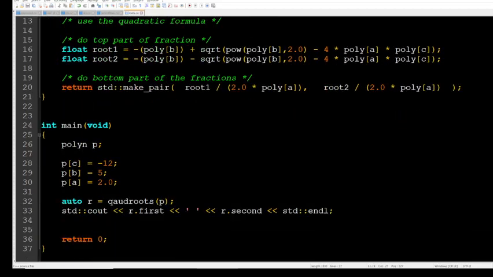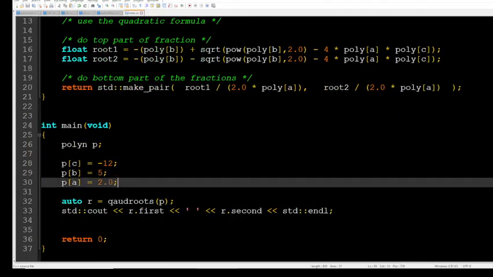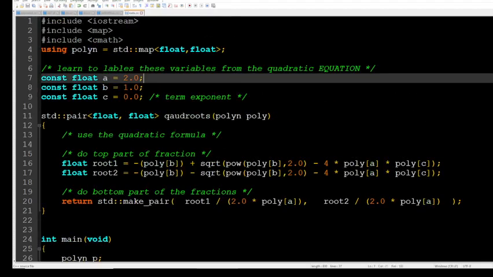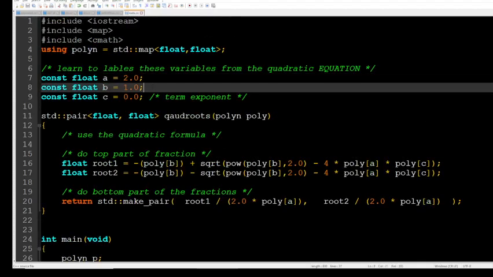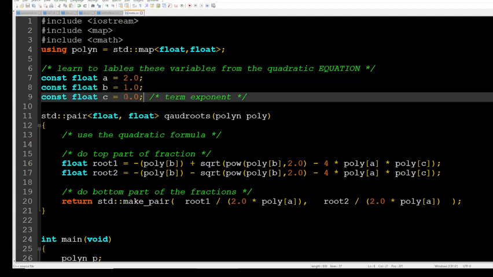So if you get all of your labelings right and straightforward, a will be going to the second exponent, b will be going to the term with the first exponent, and finally the constant, which has an x to the power of 0, which is just evaluated to 1.